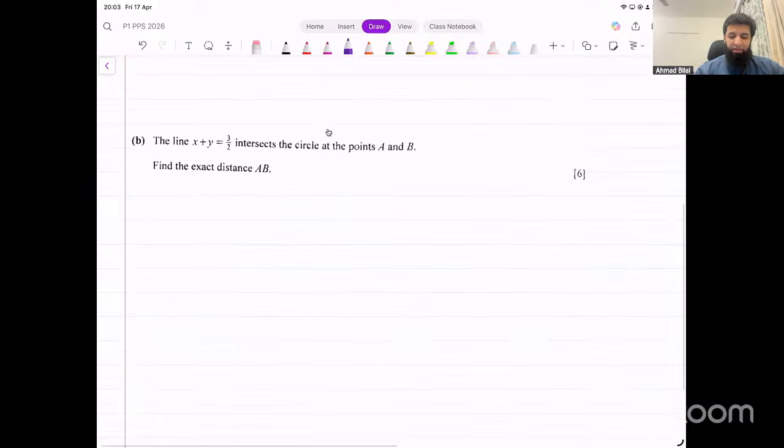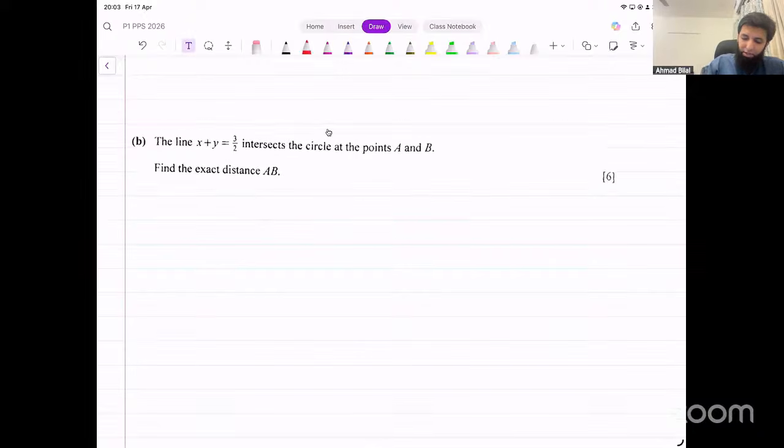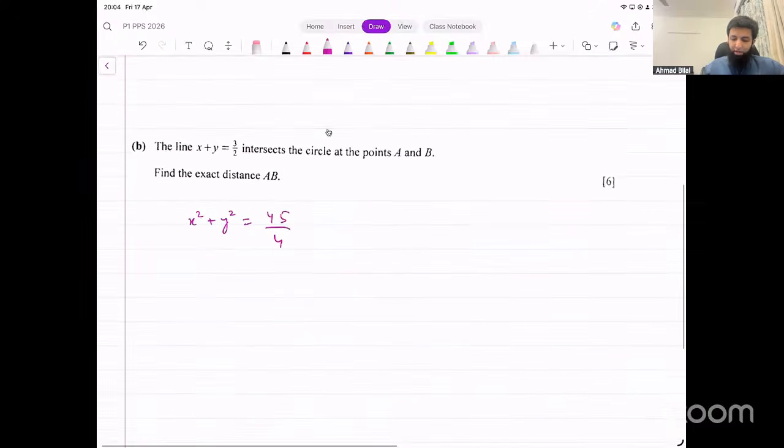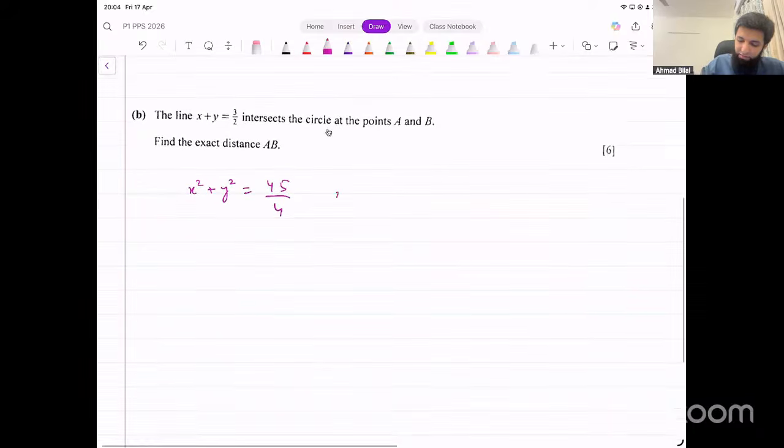Now they're saying this line intersects the circle at the points A and B. Find the exact distance AB. Okay, that's also a relatively easier question. We know the equation of the circle, which is x squared plus y squared equal to 45 over 4. That's the equation of the circle. Then there's a line, x plus y equal to 3 over 2. We want to find the points of intersection of this line and the circle. How do we do that?